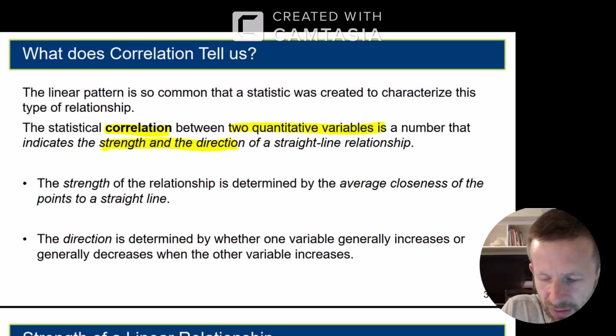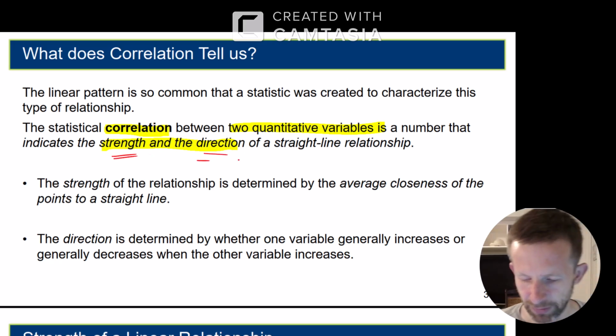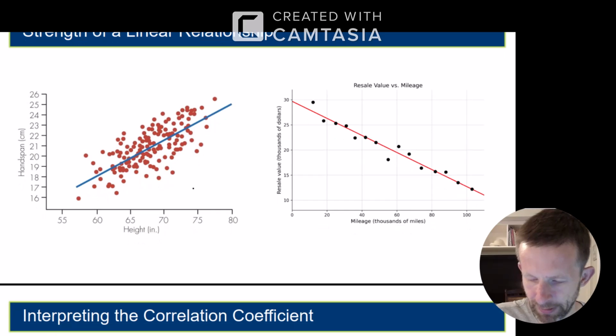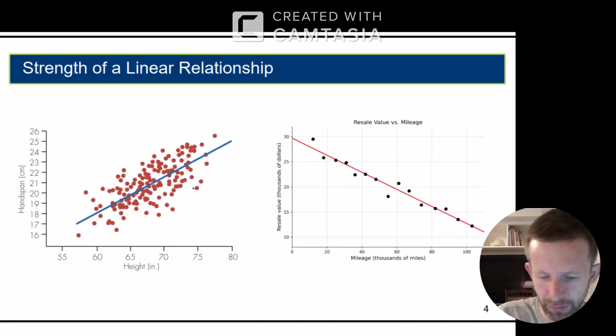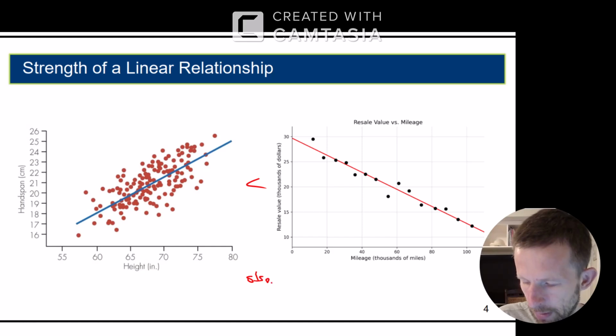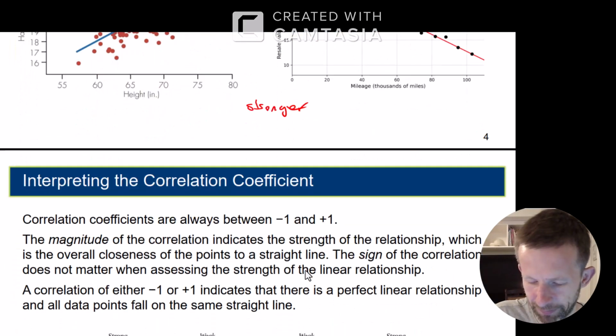So a correlation coefficient tells us two things, strength and direction. The strength of a relationship is determined by the average closeness of the points to a straight line. The direction is determined by whether one variable generally increases or decreases as the other one increases. So again, strength of a linear relationship, this is a stronger relationship than the one on the right, stronger than the one on the left.